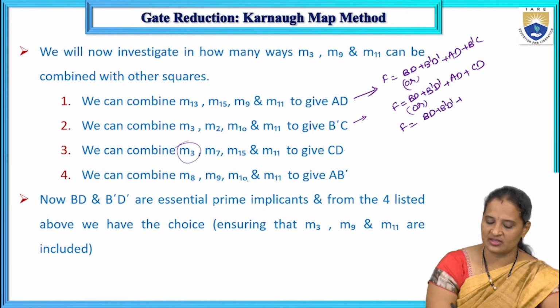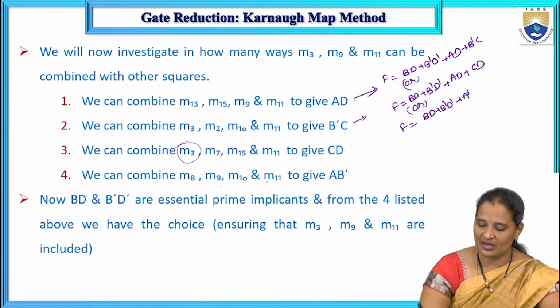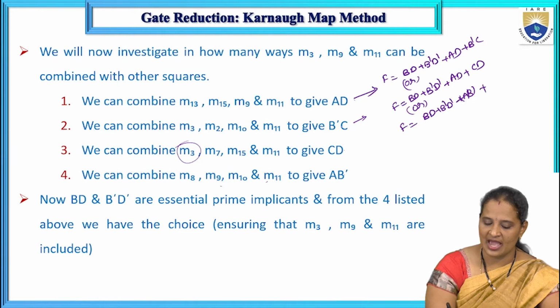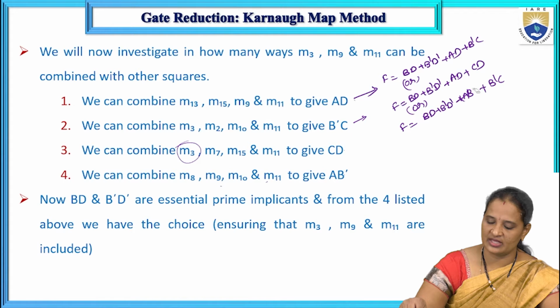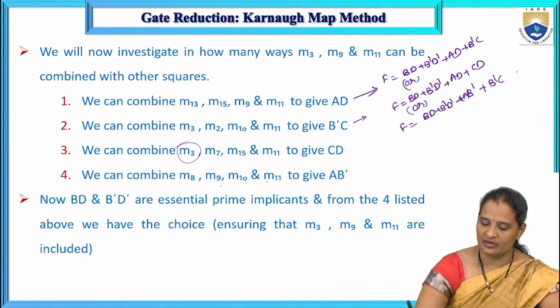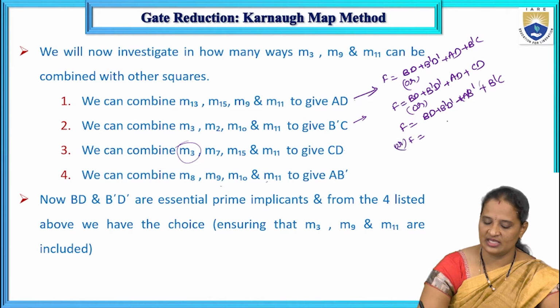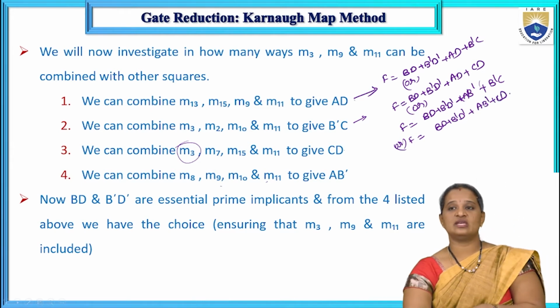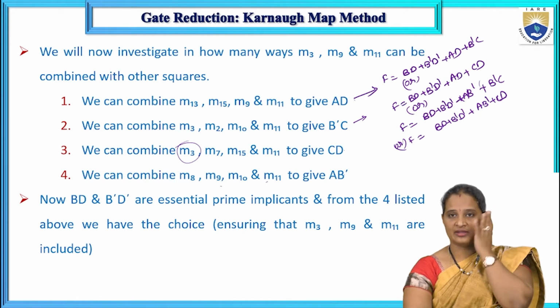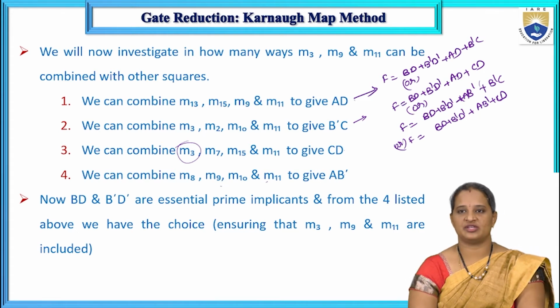Plus I can also take this one such that 9 and 11 are covered. So what is this one? AB complement. Plus I can use either B complement C for covering M3, or else I can also use the CD here. BD plus B complement D complement plus AB complement plus CD. Okay, so these are the four possible answers of the simplified Boolean expression.